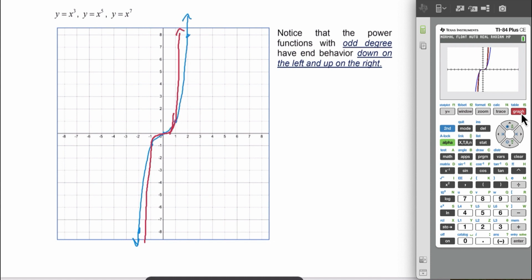And x to the 7th is, again, similar, a little bit skinnier. Goes through -1, -1, closer to the x-axis around the origin, and goes through 1, 1. The main thing we want to recognize here is the end behavior. Notice that all of these power functions have odd degrees, 3, 5, and 7. Look at the end behavior. On the left, the graph points down, and on the right, the graph is pointing up.